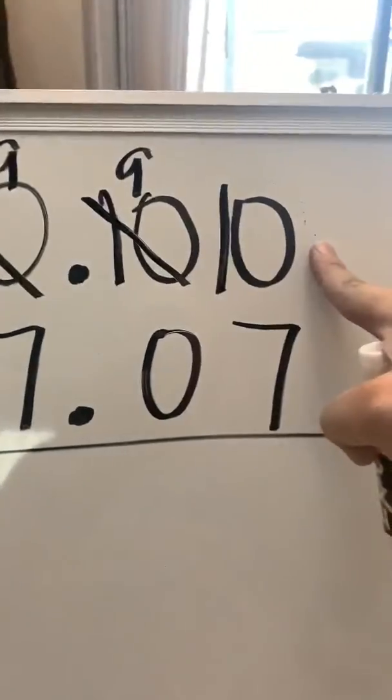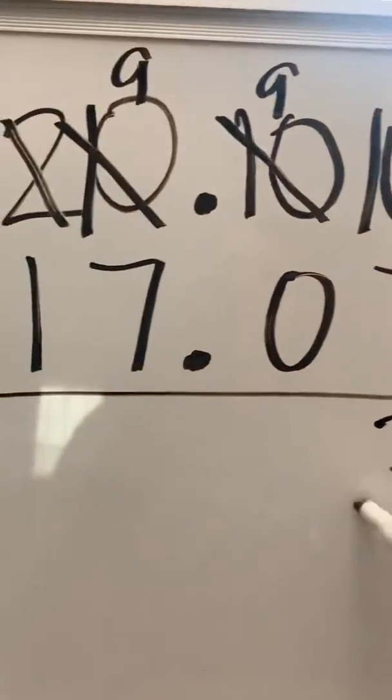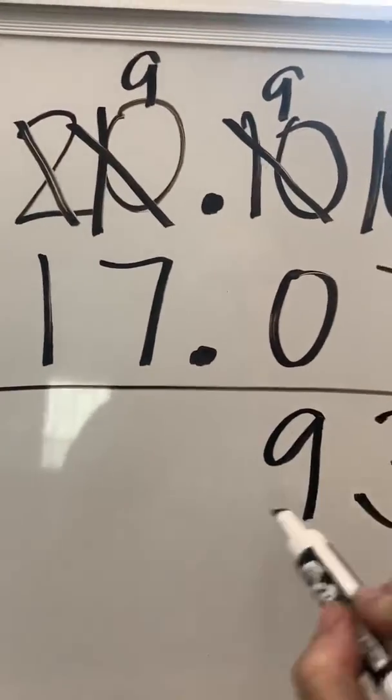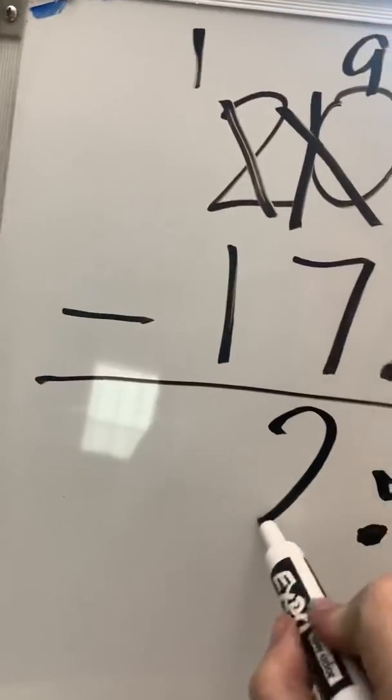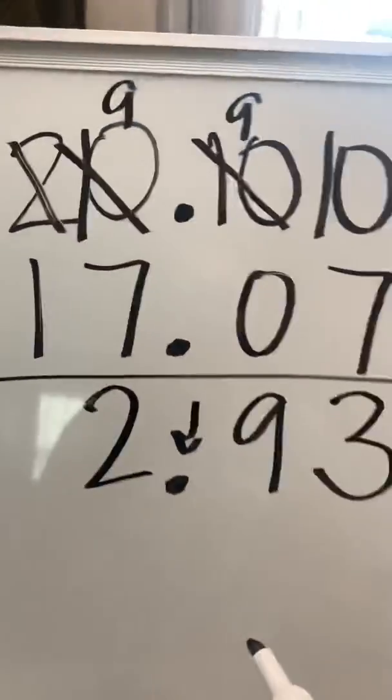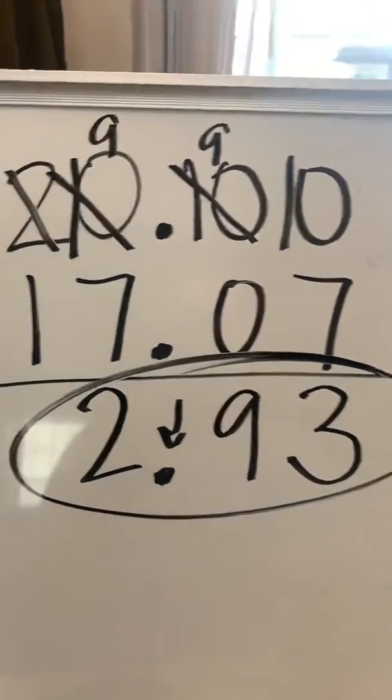Now I can do 10 minus 7, which is 3. 9 minus 0, 9. Bring down my decimal point. 9 minus 7, 2. 1 minus 1, nothing. So, the change that Joe gets is $2.93.